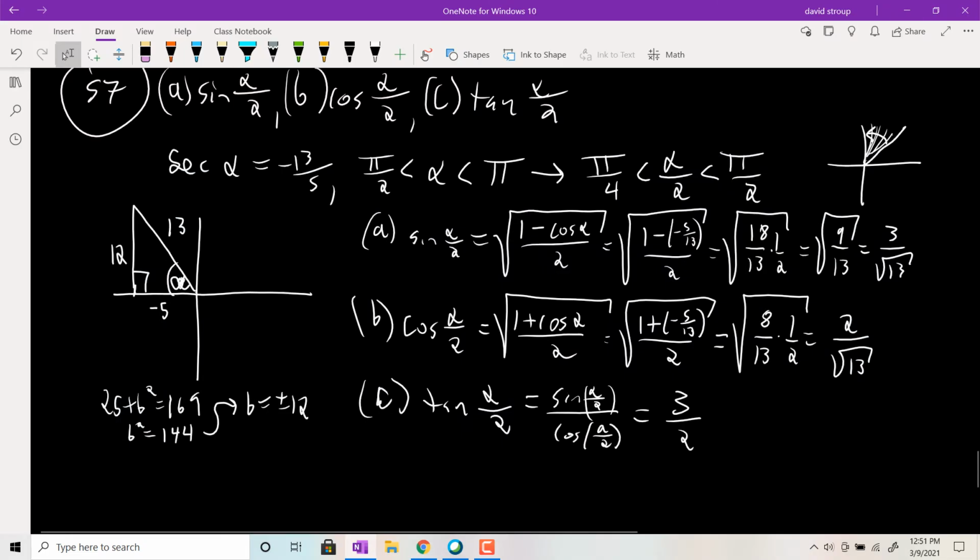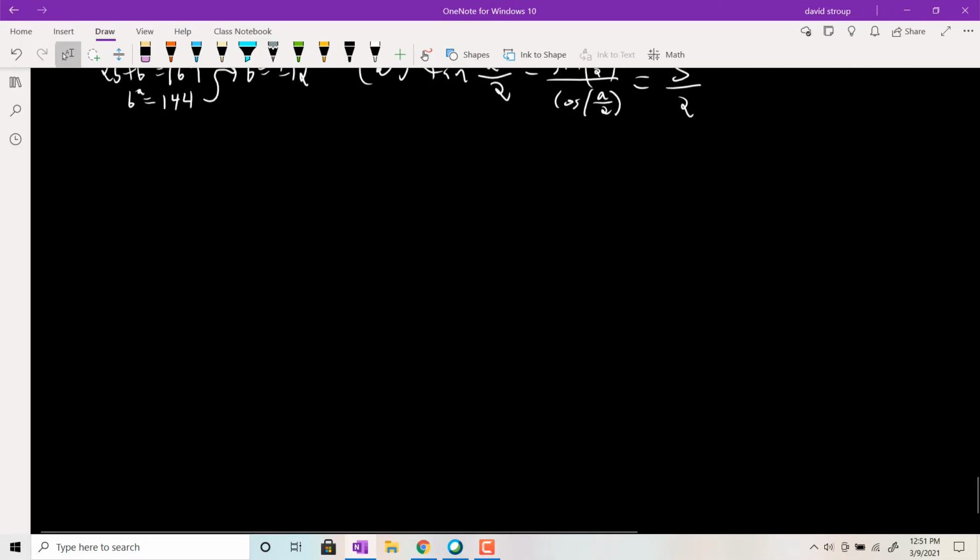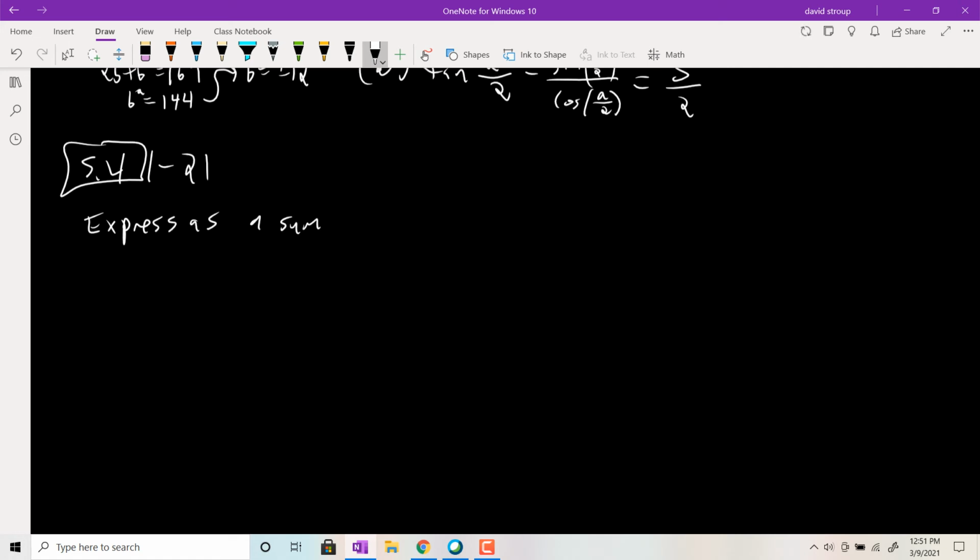Okay, so let's dive in here for 5.4. We're looking at problems like 1 to 21 in the book. So first we want to express this as a sum or a difference. They're going to give you a product, and you want to express it as a sum or a difference, and then simplify if possible.